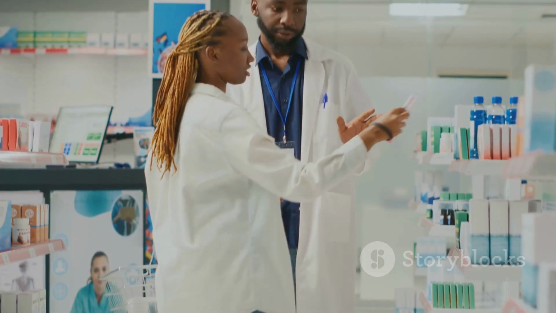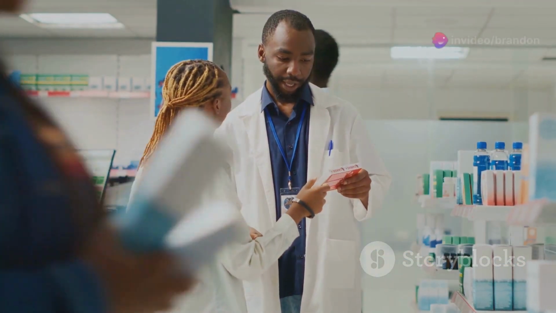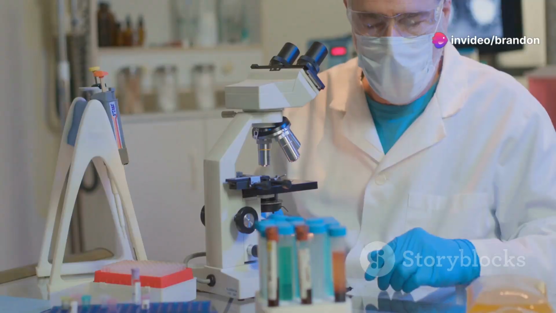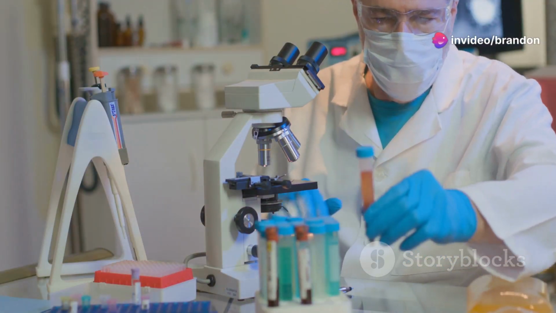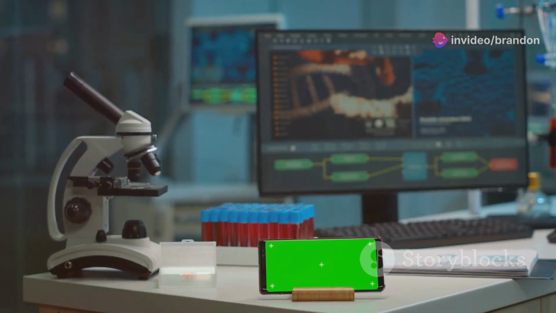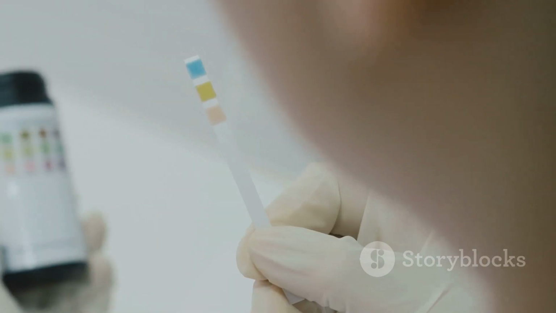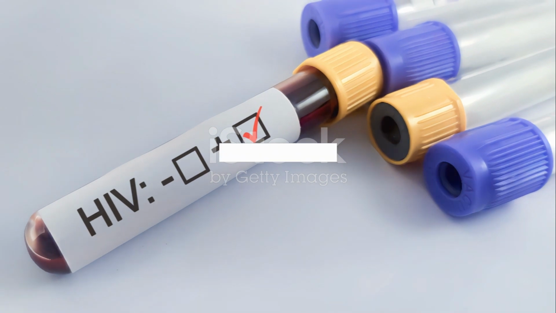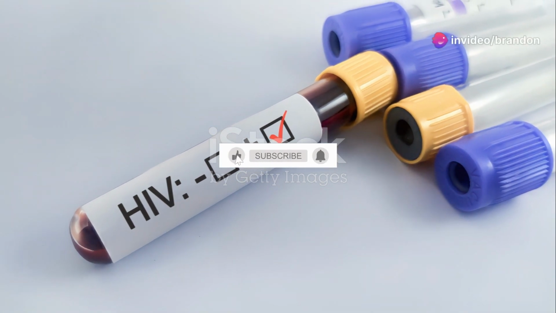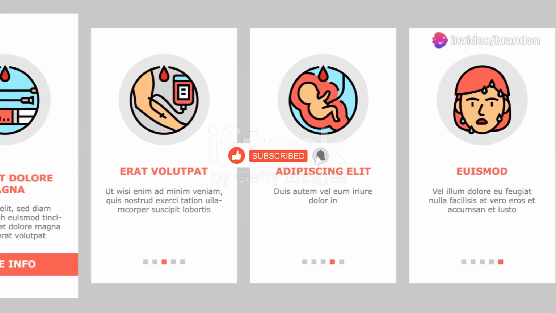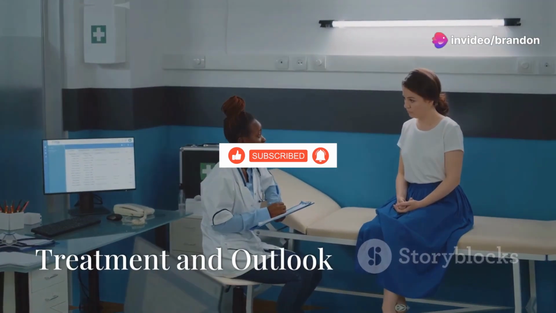When HIV is diagnosed early, treatment with antiretroviral therapy, or ART, can suppress the virus to undetectable levels. This means that the amount of HIV in the blood is so low that it cannot be detected by standard tests. People living with HIV who achieve and maintain an undetectable viral load cannot transmit the virus to their sexual partners.